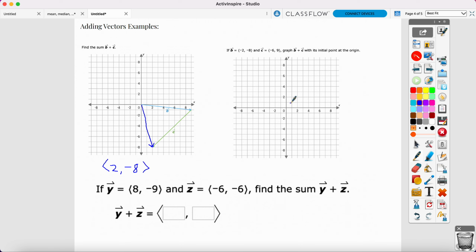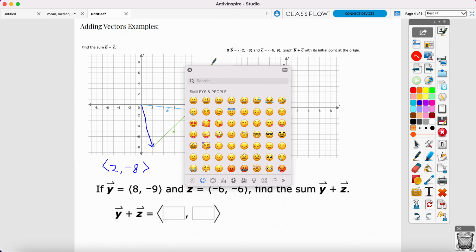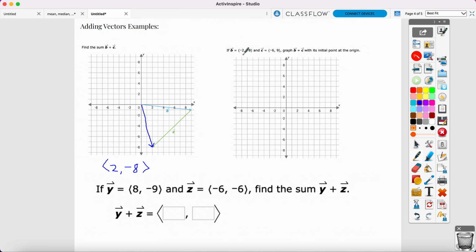Then we don't have the vectors on this one, so we could draw them. We have vector B equals negative 2, negative 8, and vector C equals negative 6, 9. So if we graph both of those, we could see this ending vector like we did, but I'm actually going to do something different. If we just have the vectors in component form, we just need to add the similar components.